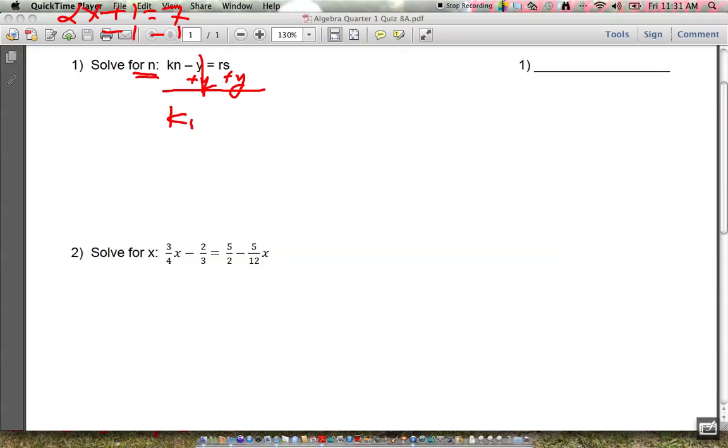I have plenty myself. kn equals rs plus y. Is the n all by itself yet? No. Why is it not by itself? Everybody? Because of the k. And the k next to it means what operation? Multiplication. So you need to divide. So I divide by k, and I get n equals (rs plus y) over k.